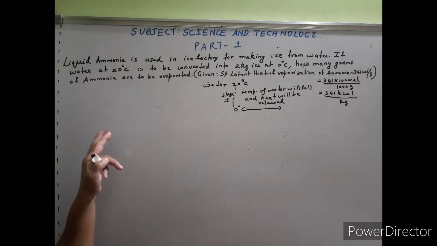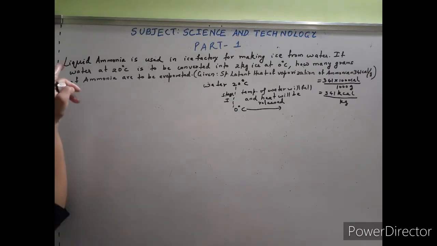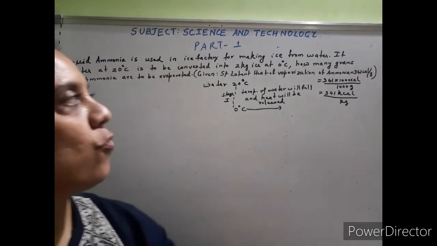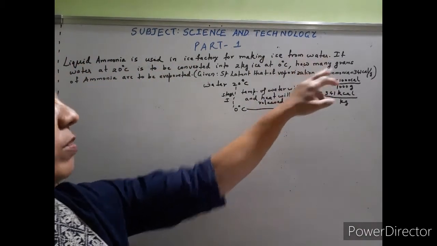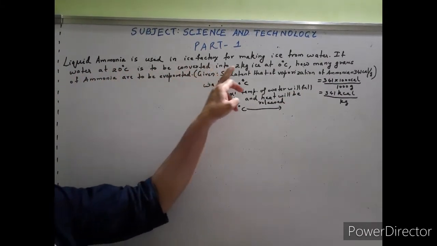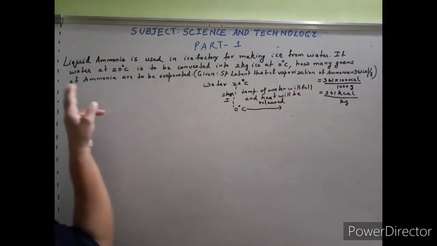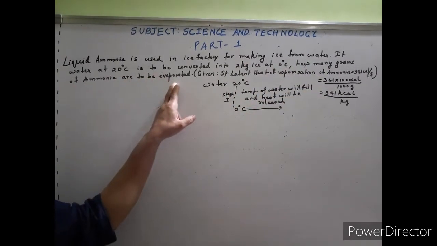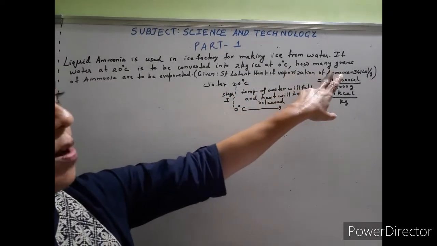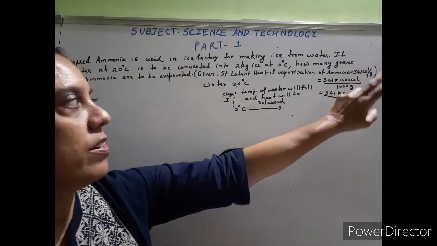So students, let us take another problem of chapter 5, heat. Liquid ammonia is used in ice factory for making ice from water. If water at 20 degrees centigrade is to be converted into 2 kg ice at 0 degrees centigrade, how many grams of ammonia are to be evaporated? It is given specific latent heat of vaporization of ammonia is equal to 341 calories per gram.